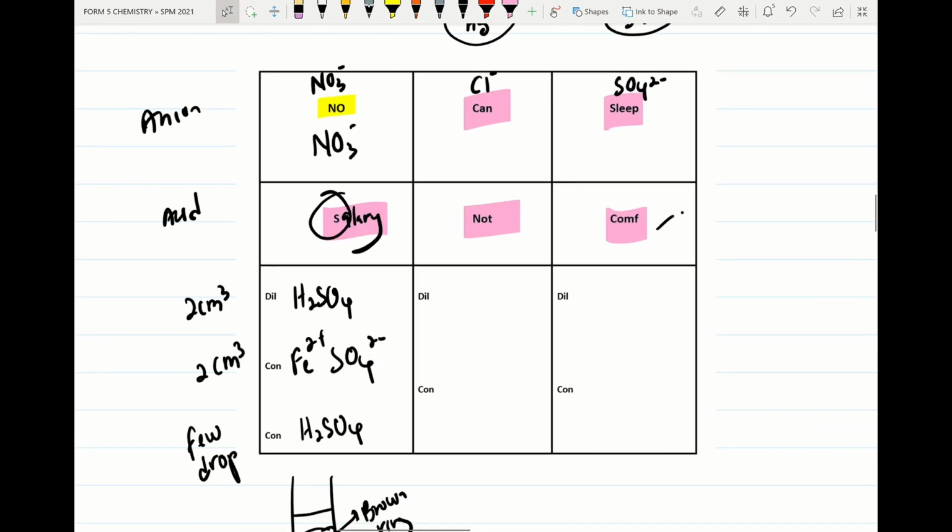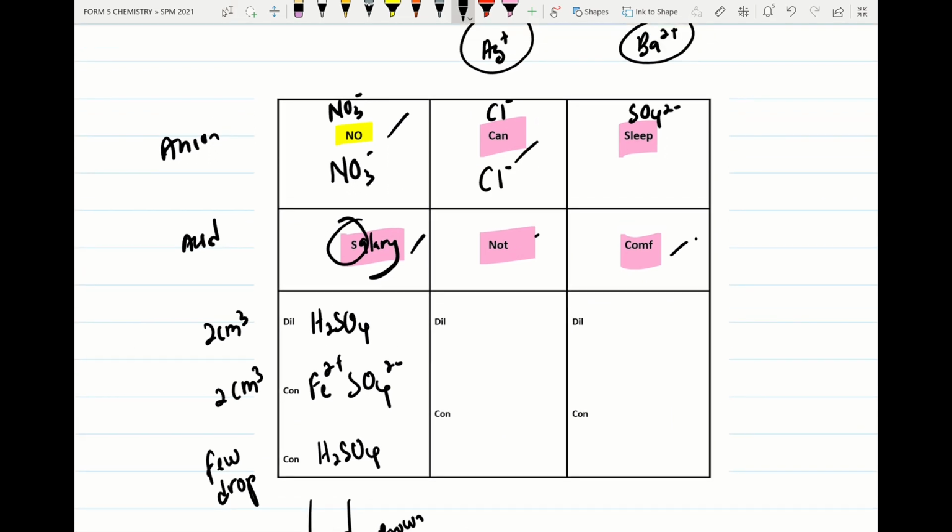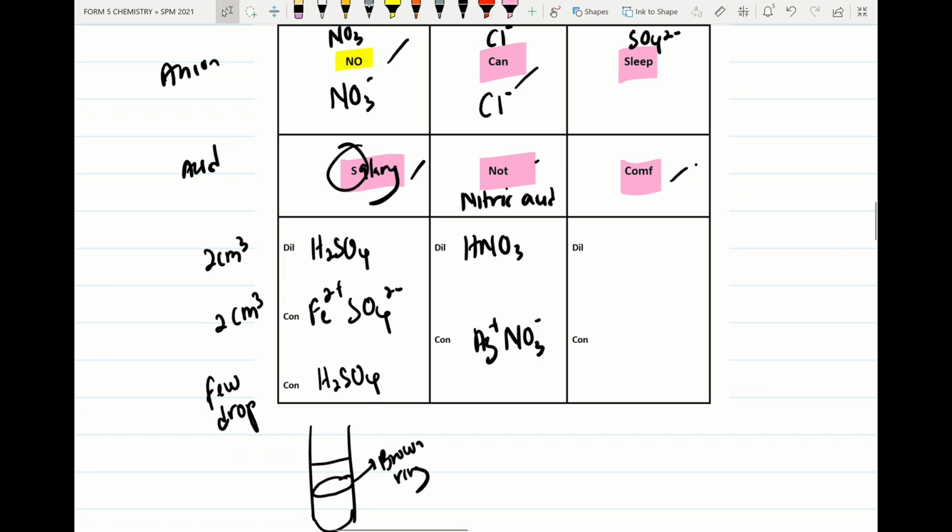The next ion, chloride ion. For chloride ion, please remember the acid that we need to take is dilute nitric acid. Please remember we need to take nitric acid, and please take the nitrate ion, put here, and we take the silver ion, we put here. So we need another solution, dilute silver nitrate solution. All these are 2 cm³.